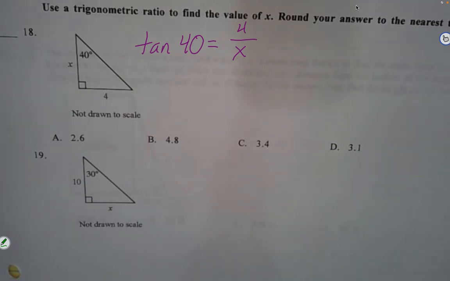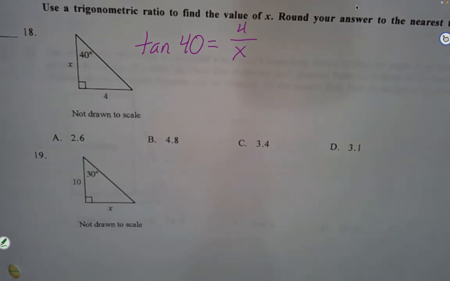How do you know which one to use? You have to decide what you are given. Are you given opposite, adjacent, or hypotenuse? So this one, if I start here, I'm given opposite and adjacent. That's how I know it's tangent, because of the TOA. Okay, then, how do you solve for x?